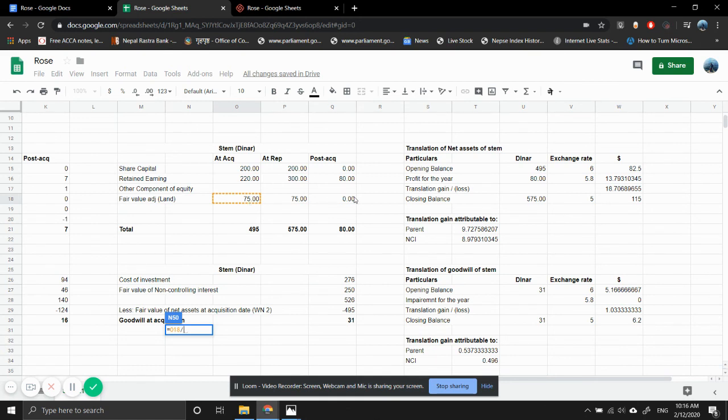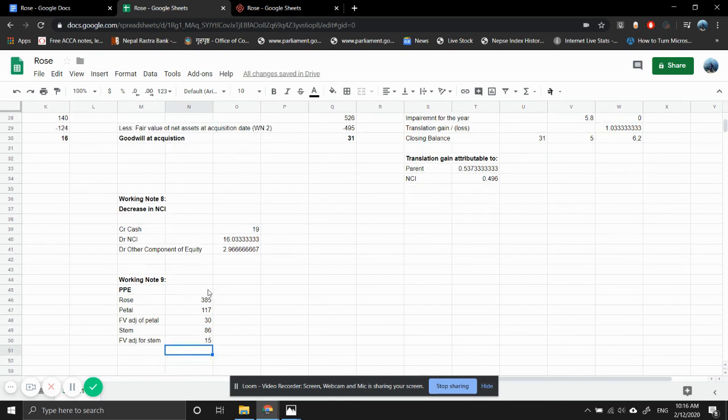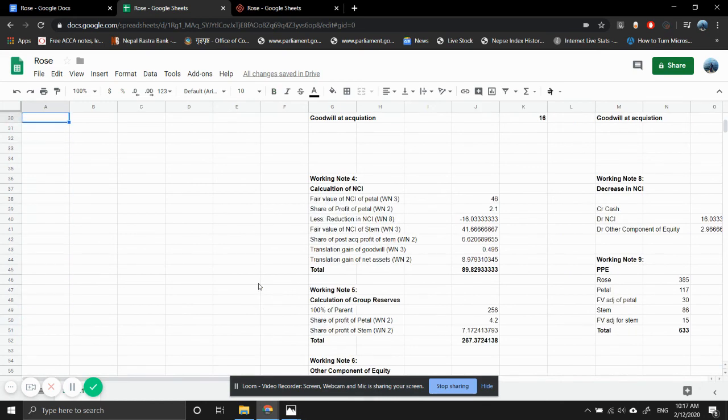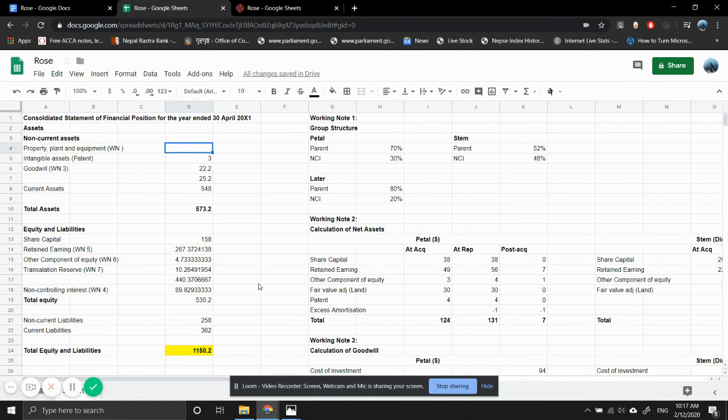So this divide by again our closing rate 5. Always translate non-current assets, I mean non-monetary items, at the rate when it was purchased or when it was revalued, right? So total is 633. Okay, so this is N51.